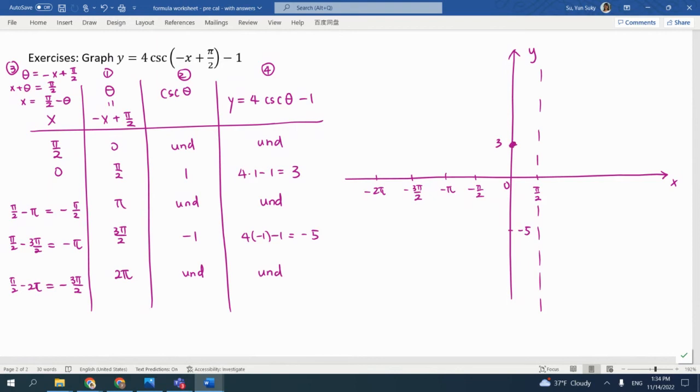And then at negative pi over 2, undefined. So we draw vertical asymptotes. And then at negative pi, we get negative 5 down there. Negative 3 pi over 2, undefined, asymptotes. Okay, now you remember, how do we draw secant?